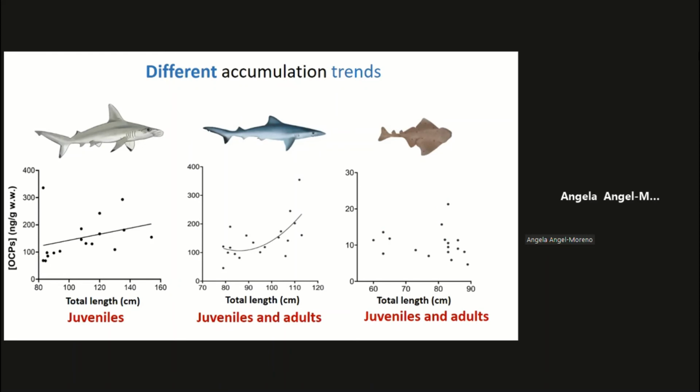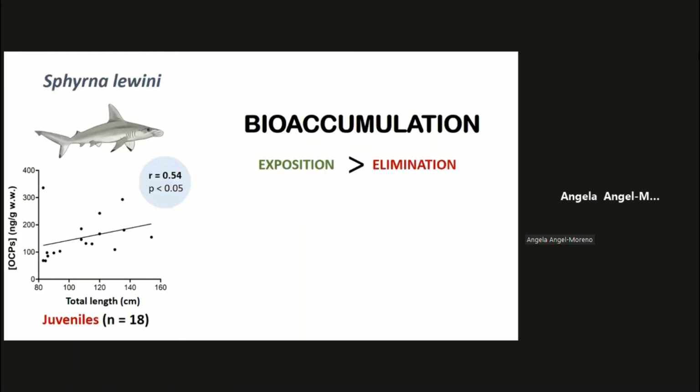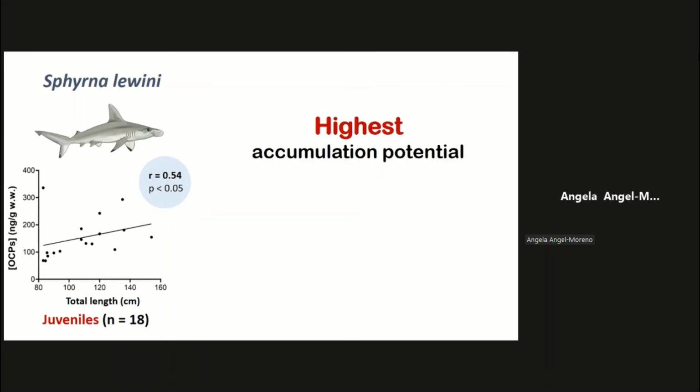In the case of hammerheads, a moderate relationship was observed between the total length of the juveniles and the concentration increase of organochlorine pesticides. This suggests that the elimination rate of these compounds is lower than the exposure, resulting in their accumulation over time. Considering that the hammerheads analyzed in this study were immature and the relatively long lifespan of this species, Sphyrna lewini seems to have the highest accumulation potential.